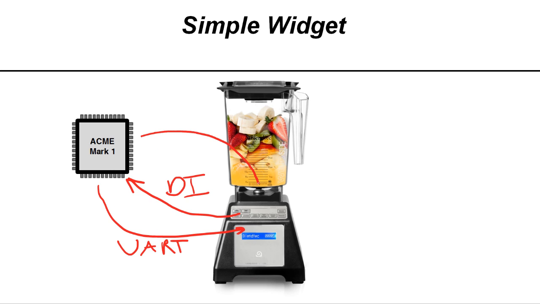And lastly, this widget, someone has to control the motor. So we may use something like a PWM, pulse width modulation, to control what's called an H-bridge for the motor for this blender. And once you understand the I/O of your widget, you just write the code that would say talk to the screen, read the buttons, and control the motor.